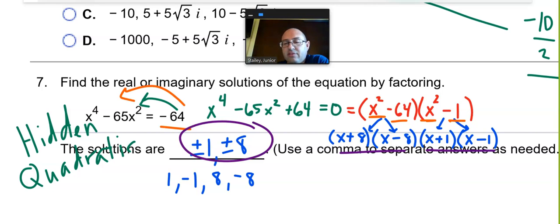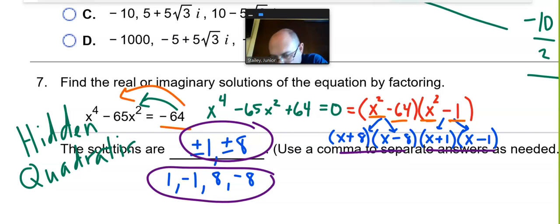Now, I think based on the instructions I see here in Math Excel, they want you to write something like this. I wish they'd just let you do the plus and minus since you have both of them, but picky.